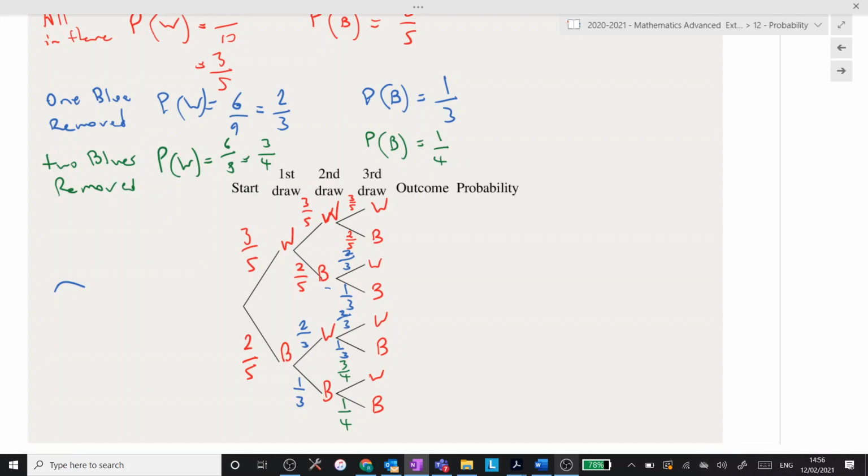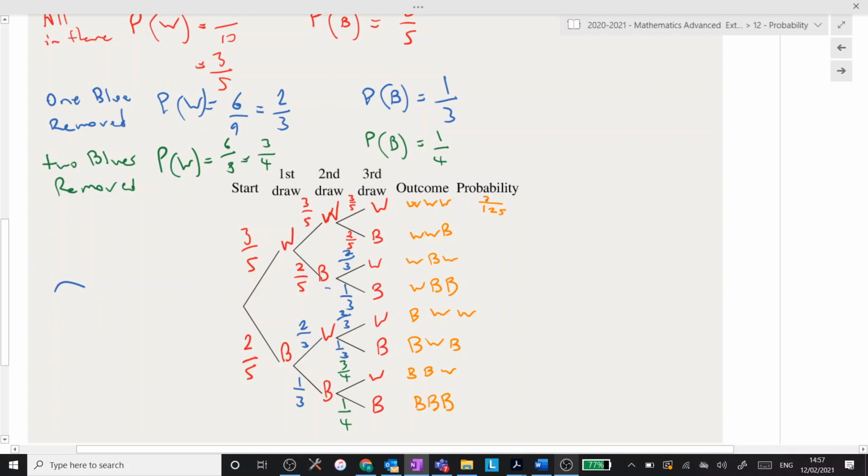All right, so now what do we do? It's asking us for our outcome. So on that first one, what's the outcome? WWW. What's the next one? Yeah, the outcome rather than the probability. Okay, so there's the outcomes. Now what's the probability? What's 5 times 5 times 5? Yep. So we end up with 27 over 125.